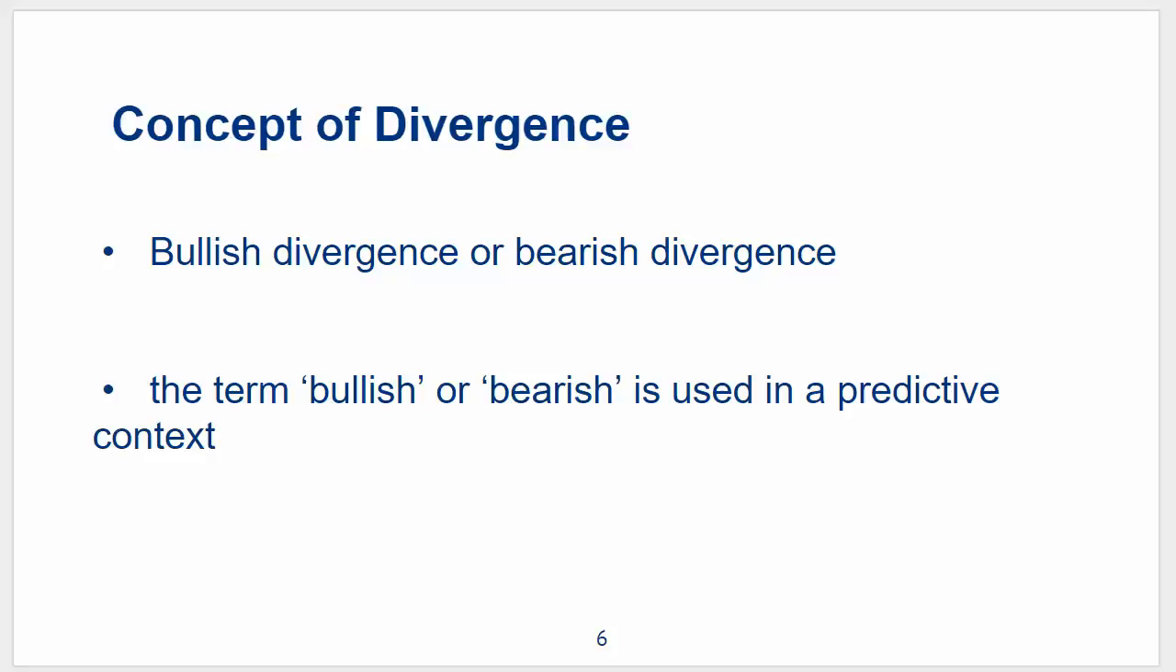Now we call a divergence either a bullish divergence or a bearish divergence, and they're used in a predictive nature. So if the market is in an uptrend, we say that we may have a bearish divergence because we're predicting that we could see some bearishness enter the market. If we have a downtrend, we say that we have a bullish divergence if we see one, and we're actually suggesting that we could see some bullish price activity.